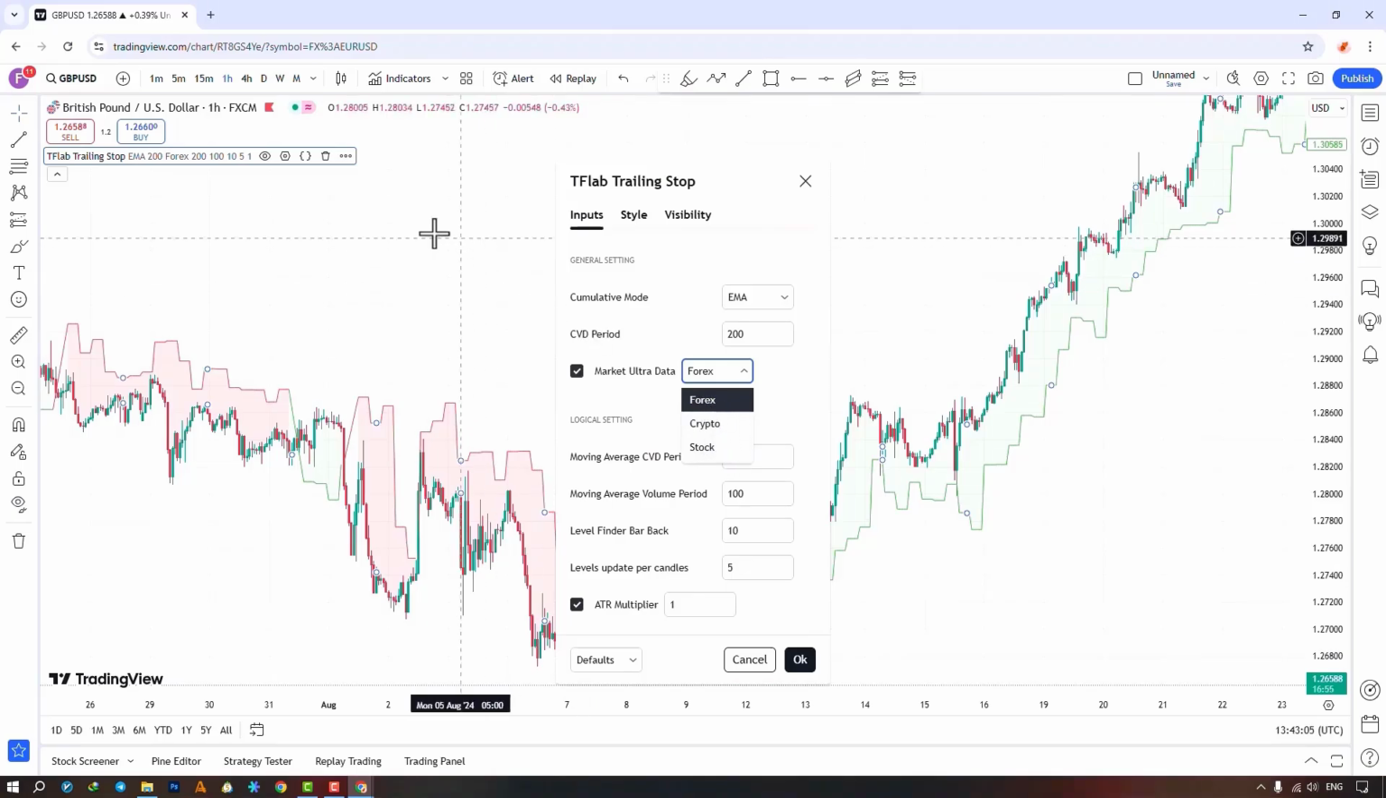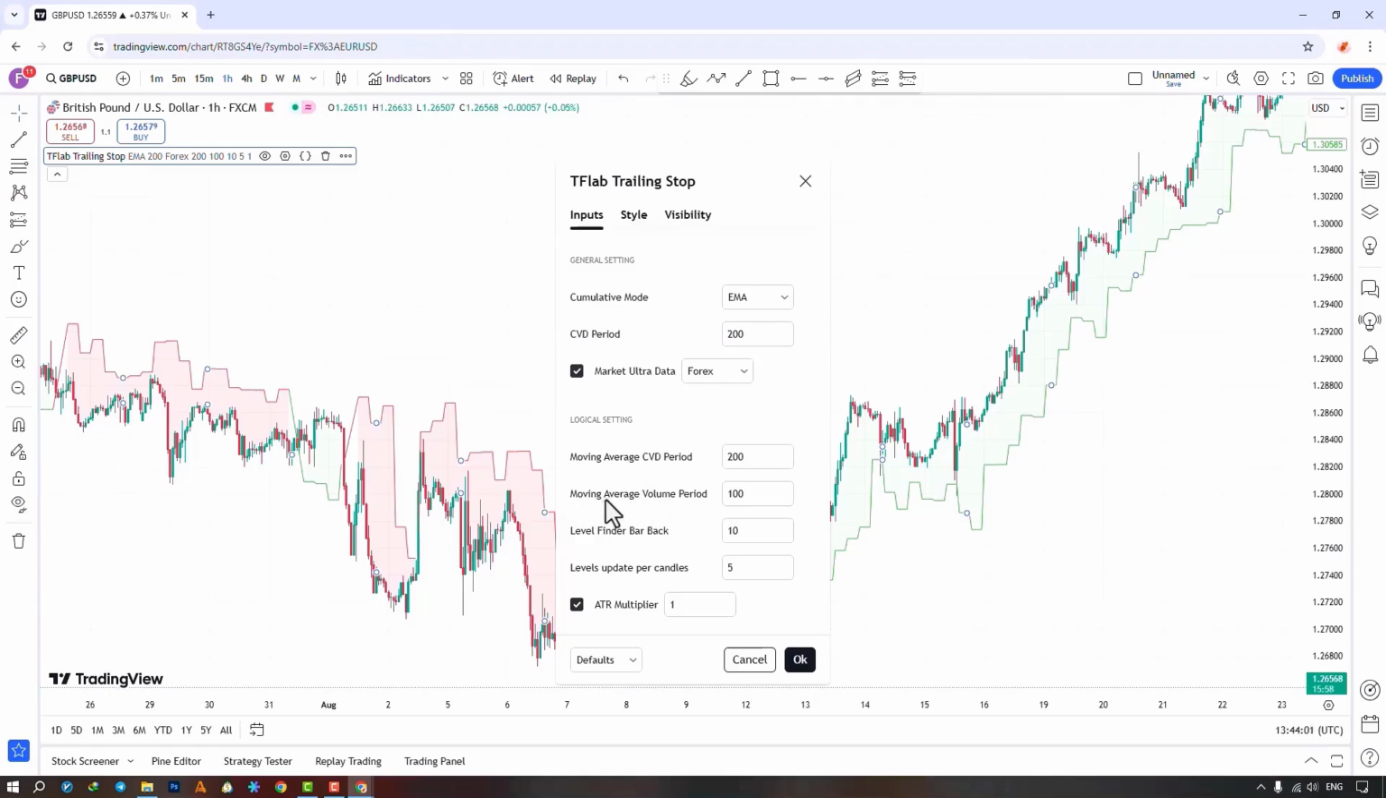The next section is the CVD moving average, with a default value of 20. When the CVD is above this moving average, it indicates a bullish trend, and when it is below this moving average, it shows a bearish trend to traders.